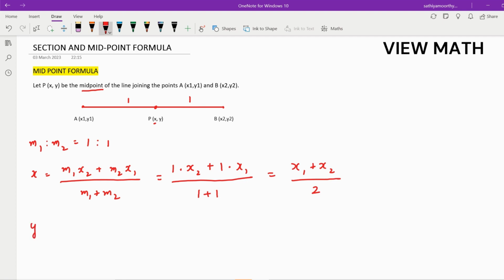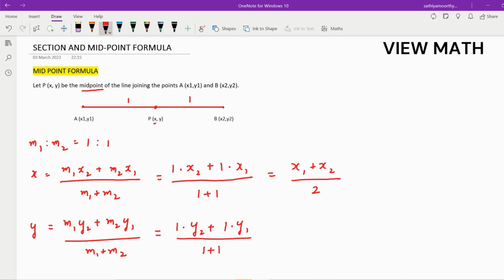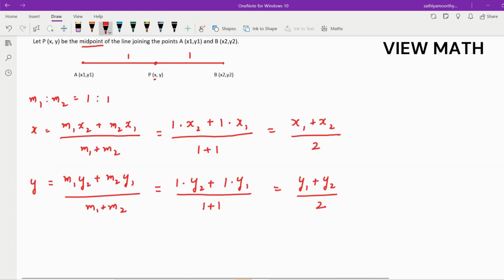Similarly, using the section formula for y, I am going to find the midpoint y: (m1 y2 plus m2 y1) by (m1 plus m2). This is the section formula, so I am going to substitute. m1 is 1 into y2 plus m2 is 1 into y1, by m1 plus m2, that is 1 plus 1. So I can write this as (y1 plus y2) by 2. So this is the midpoint formula for y.